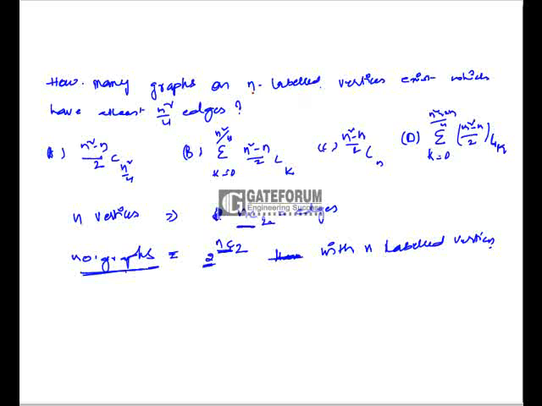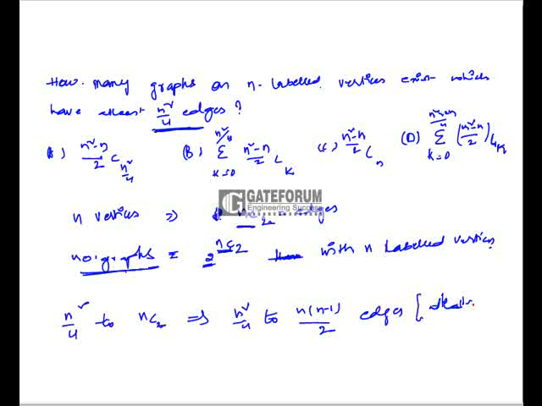But here the question is, how many graphs on n labeled vertices exist with at least n²/4 edges? Here the minimum number of edges is n²/4. We should have at least n²/4 edges in that particular graph. So the number of edges in those graphs should range from n²/4 to nC2, and nC2 is n(n-1)/2 edges. This is the meaning of at least n²/4 edges.